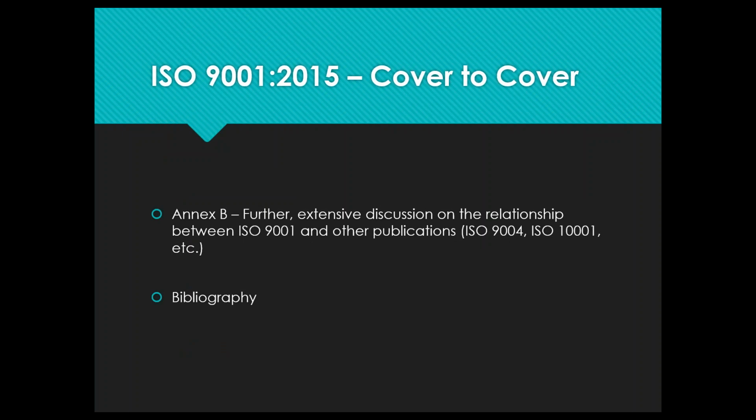Annex B is some further discussion on the relationship between 9001 and the other ISO publications, things like 9004, 10001, and so forth. And then the standard concludes with a bibliography.